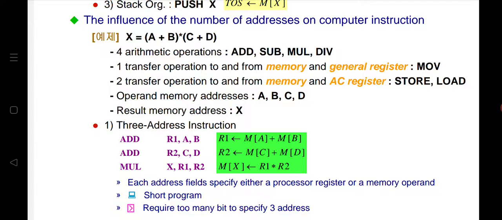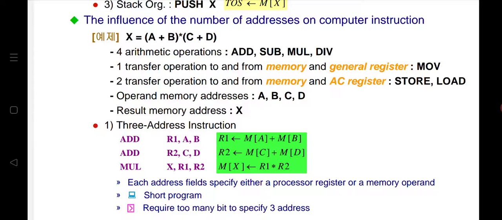What is my equation? X is equal to A plus B into C plus D. First, I need to perform A plus B. Later, I need to perform C plus D, and for both results I need to do the multiplication. After performing A plus B, I will store the result in some register. Let us assume I am taking the R1 register. What will be my instruction? I need to perform addition, and addition means the add instruction.